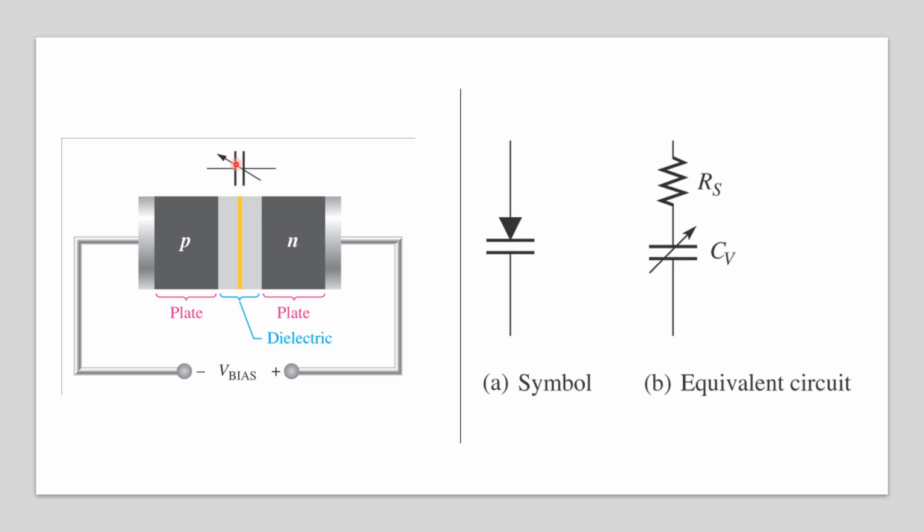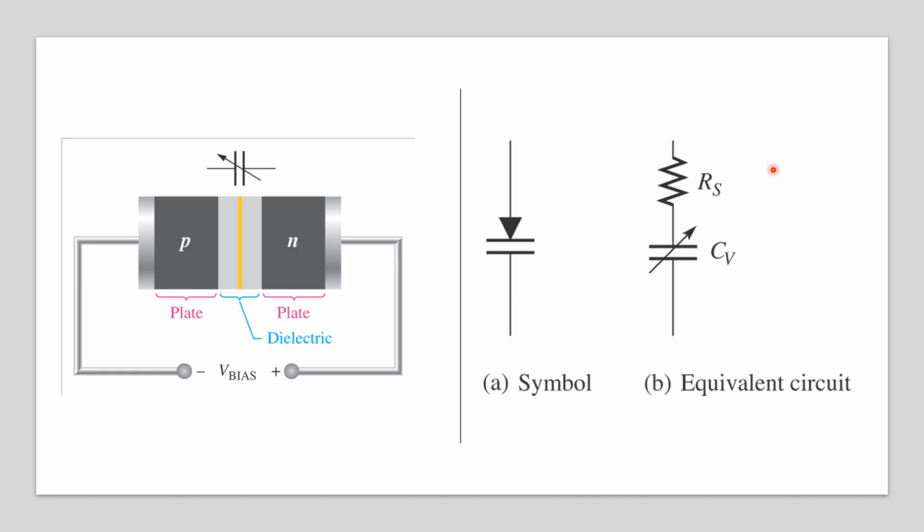It is a variable capacitor. The capacitance value is varied by the applied reverse bias voltage. So when the reverse bias voltage increases, the width of the depletion layer increases and the capacitance value decreases. When the reverse voltage decreases, the width decreases and the capacitance value increases. Inversely proportional. So the capacitance can be varied by changing the reverse voltage in the PN junction diode. This is the main principle. This is the symbol for the varactor diode.